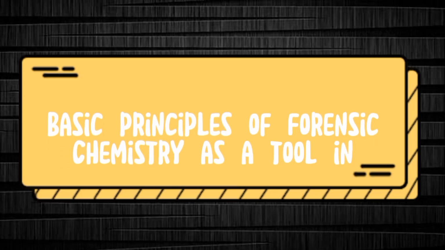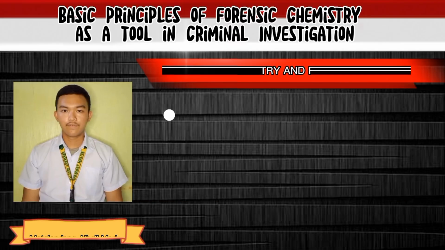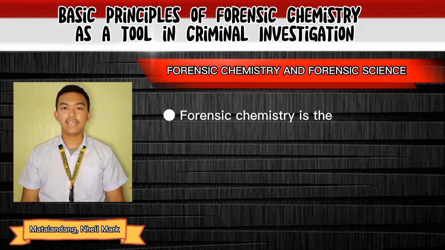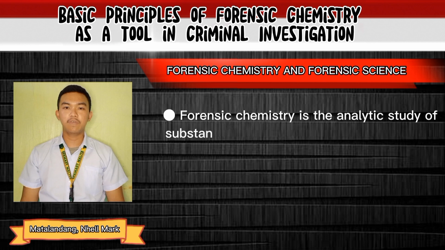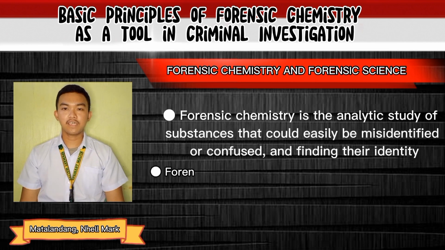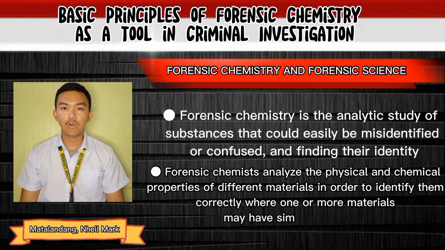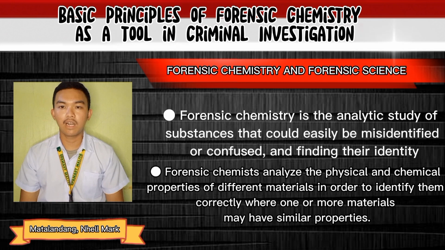Basic principles of forensic chemistry as a tool in criminal investigation. Forensic chemistry is the analytic study of substances that could be easily misidentified or confused, and finding their identity. Forensic chemists analyze the physical and chemical properties of different materials in order to identify them correctly, where one or more materials may have similar properties.